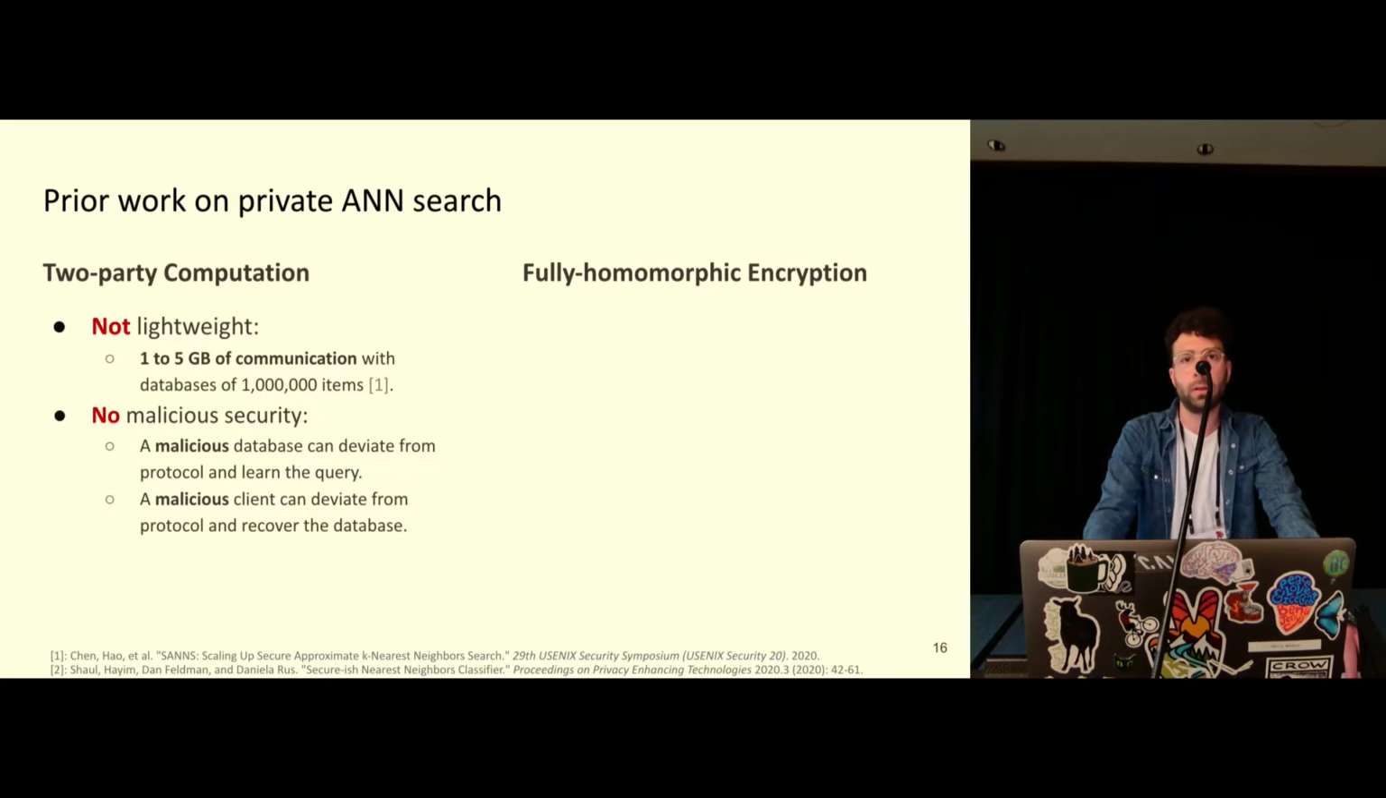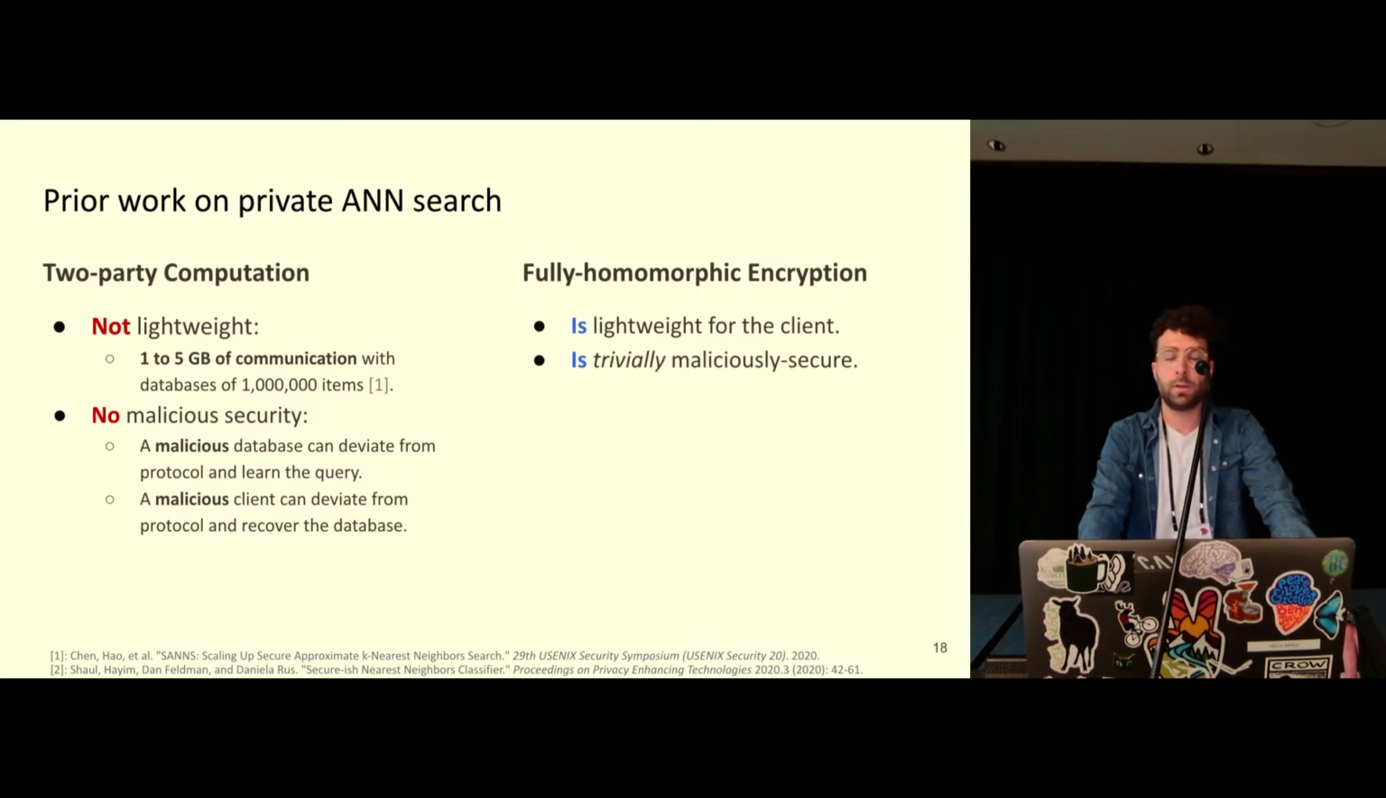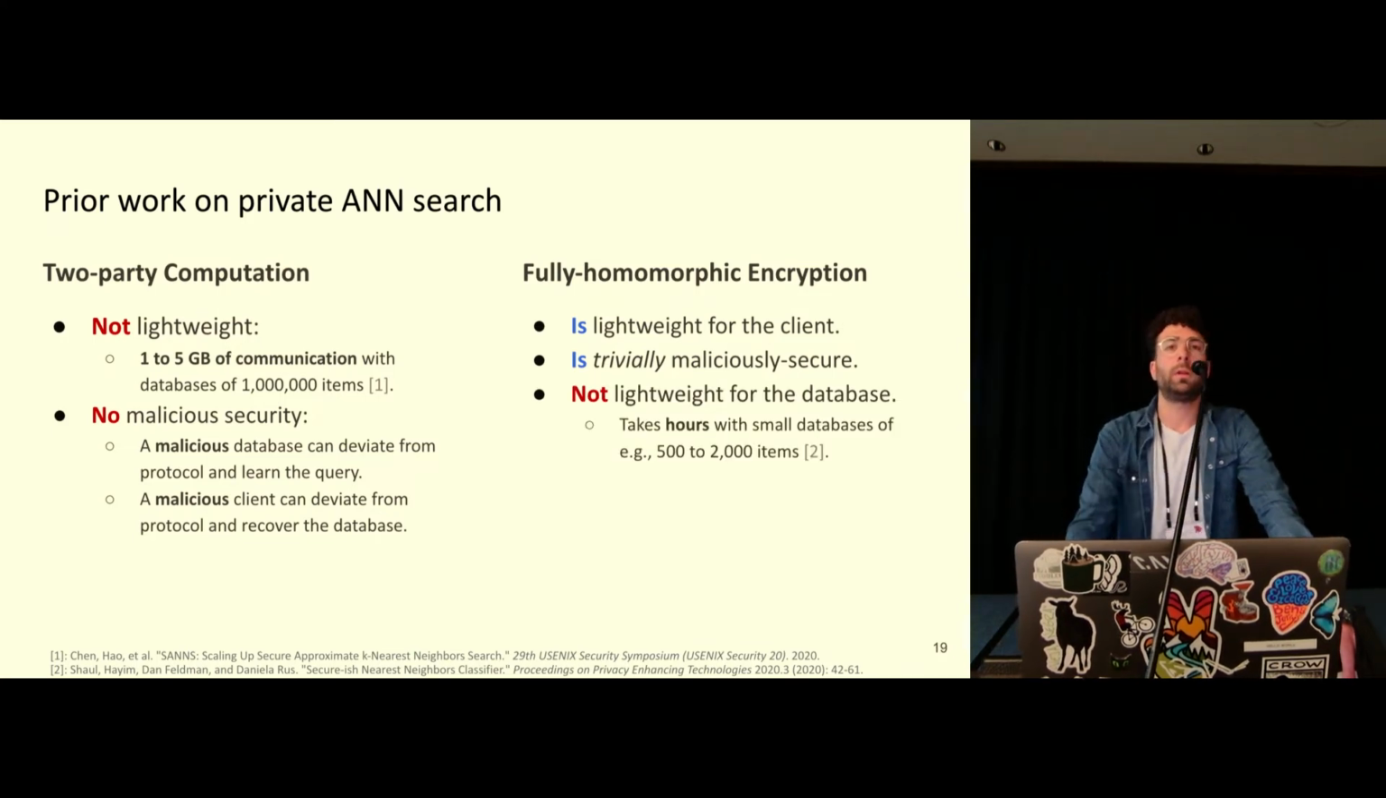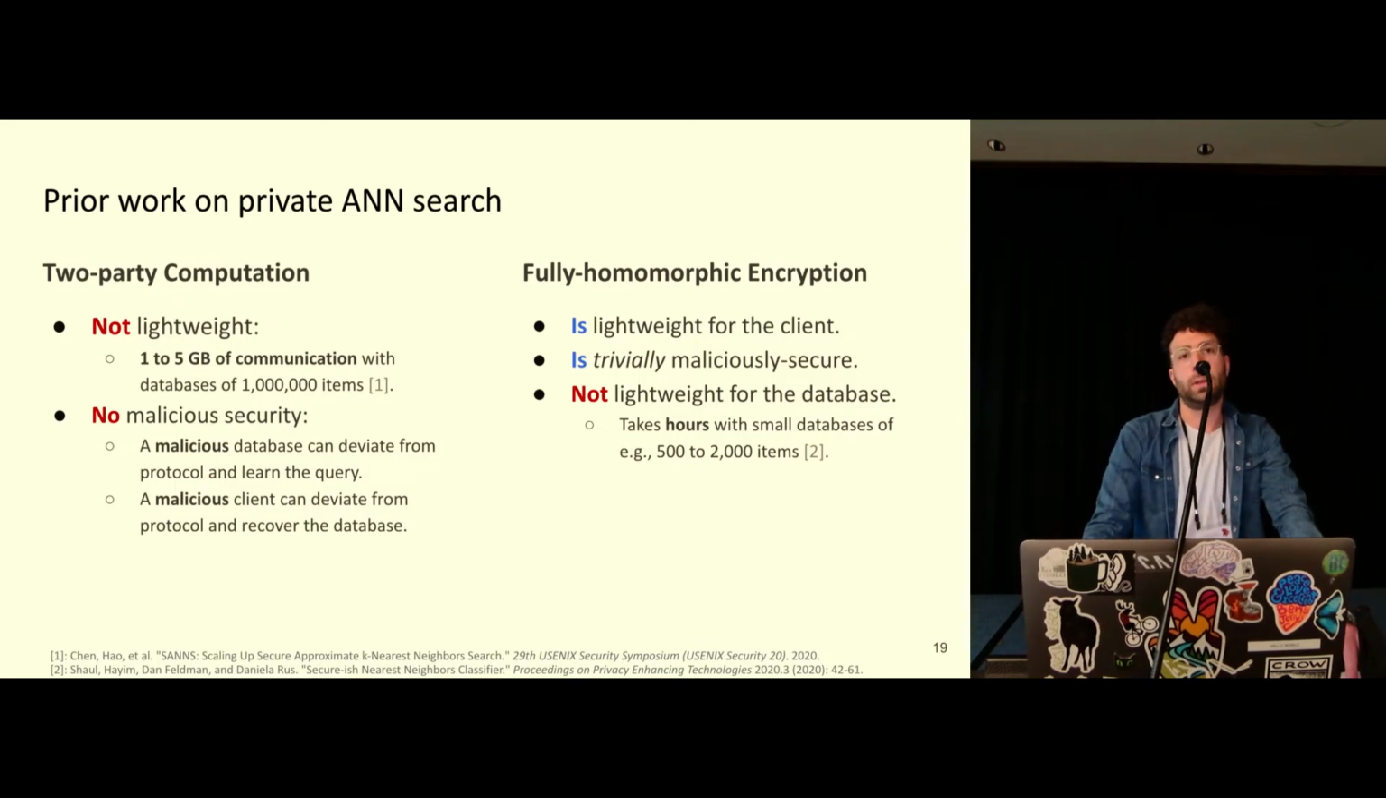Fully homomorphic encryption, on the other hand, is lightweight for the client because the client essentially only has to encrypt the query and send it to the database. And it's also trivially secure against malicious parties because there's no protocol for them to deviate from. However, fully homomorphic encryption is not lightweight for the database and requires several hours of computation, even for very small databases of about 2,000 items.